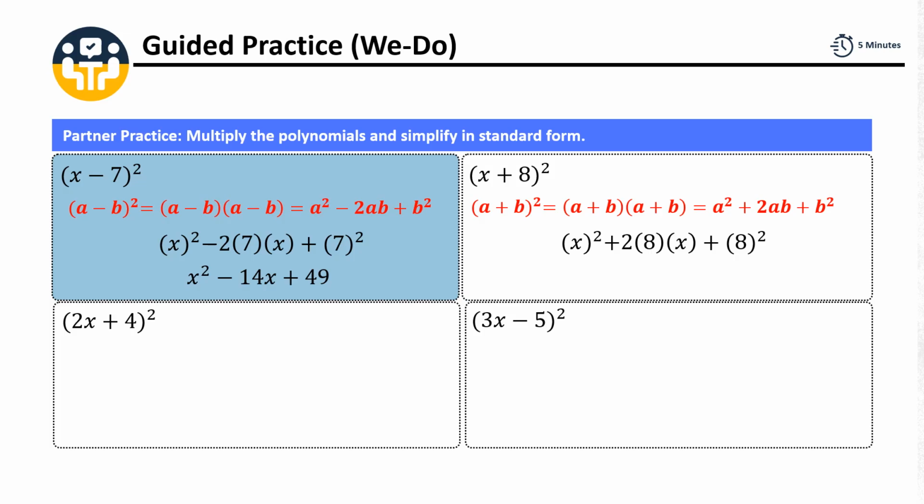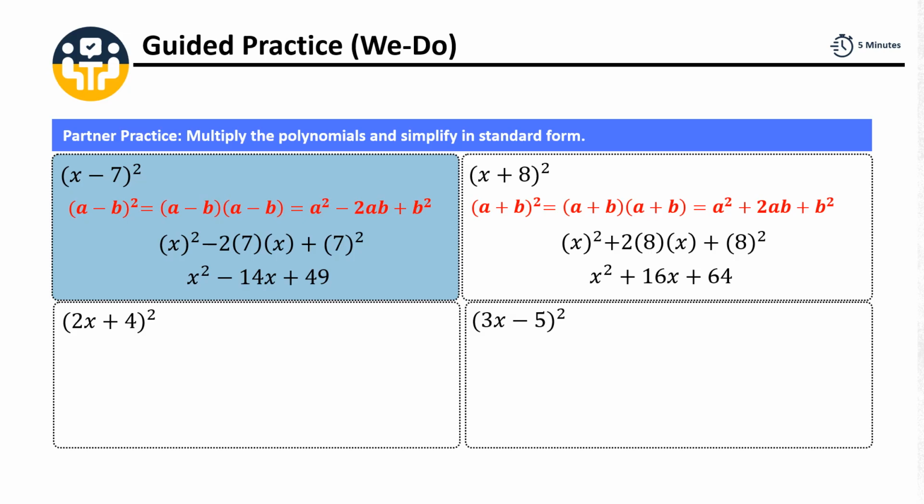And again, just like the last two, x times x is just x squared. 2 times 8 times x is 16x, and 8 times 8 is 64. And so my standard form for the answer for this one would be x squared plus 16x plus 64. And again, you could use the area model or even the distributive property to do so.